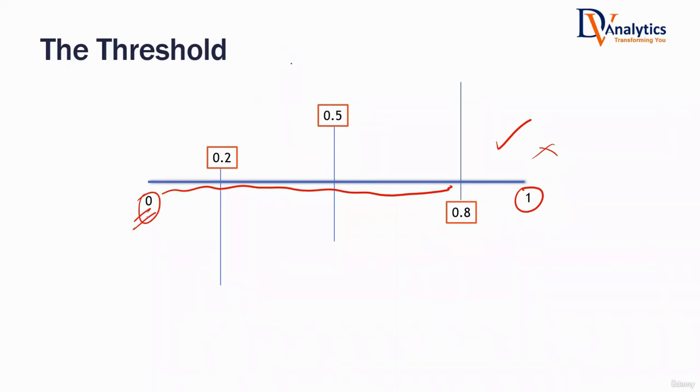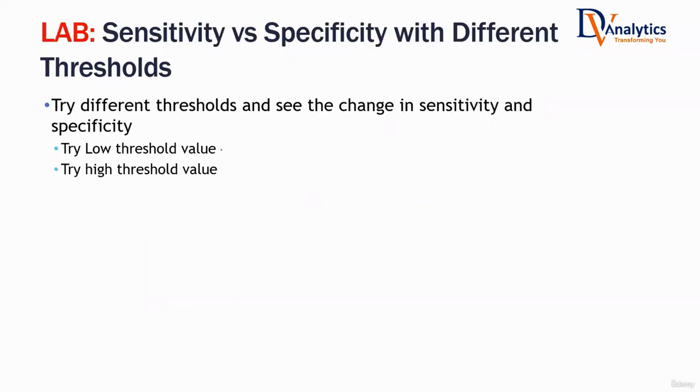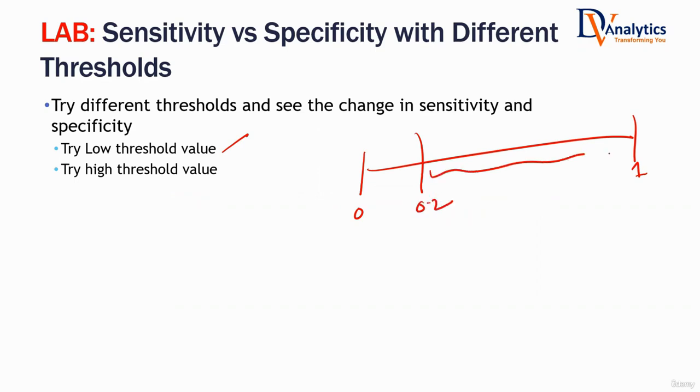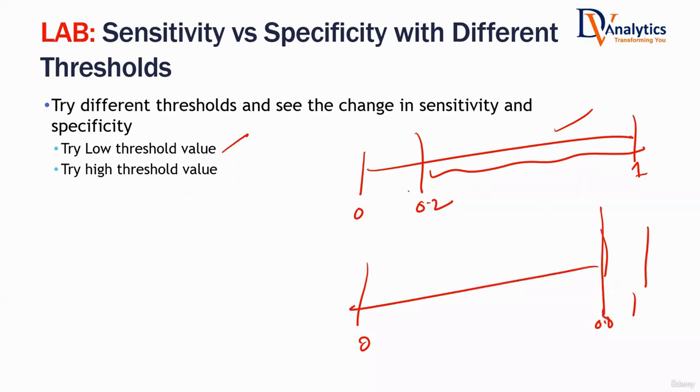By changing the threshold, you will change the accuracy, sensitivity, and specificity, because we are changing the definition of class 0 and class 1 prediction. So change the threshold values in the previous example, then you will observe the accuracy, sensitivity, specificity changing. So try a low threshold value. What will happen if you try a low threshold value? Which probability will increase? Class 1. Probability of class 1. If you try a very high threshold value, which probability will increase? Class 0 probability. So try a low threshold value. Tell me what is the accuracy, sensitivity, and specificity.